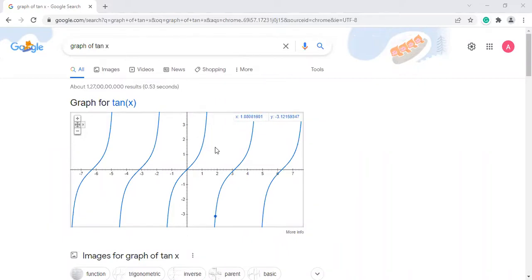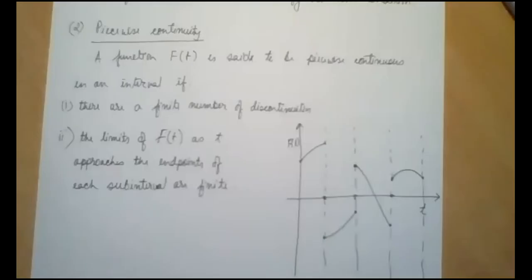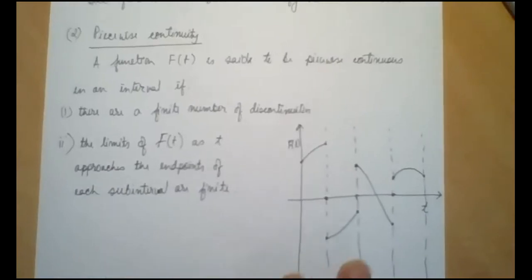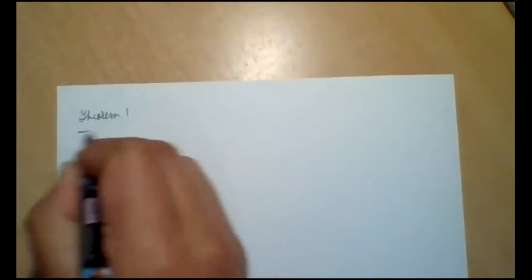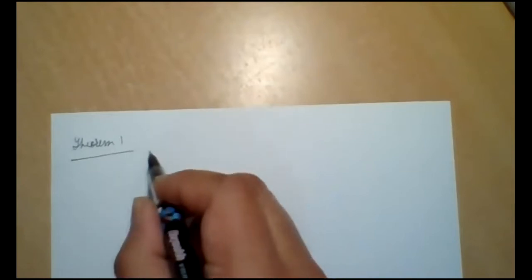Okay, so let me come back to my camera. This is an example of a piecewise continuous function, but tan x is not piecewise continuous. Now let us write down one theorem. Let me write on a new sheet of paper. Theorem one. And what does it say?